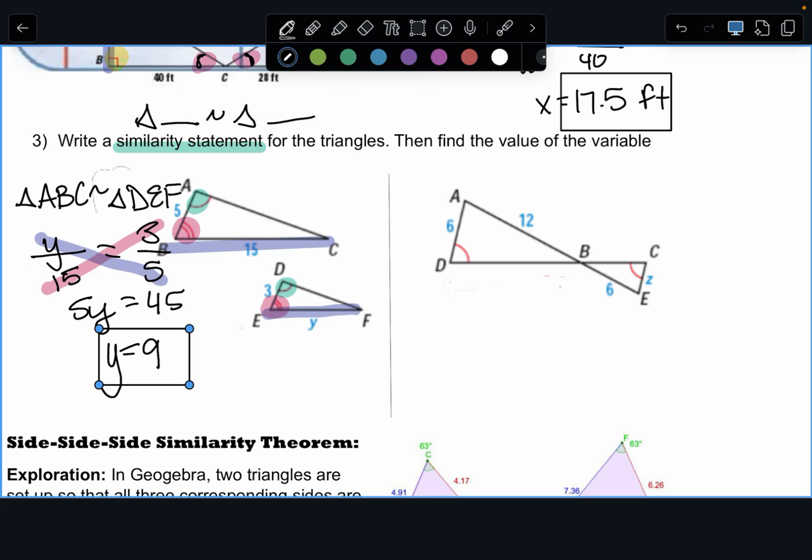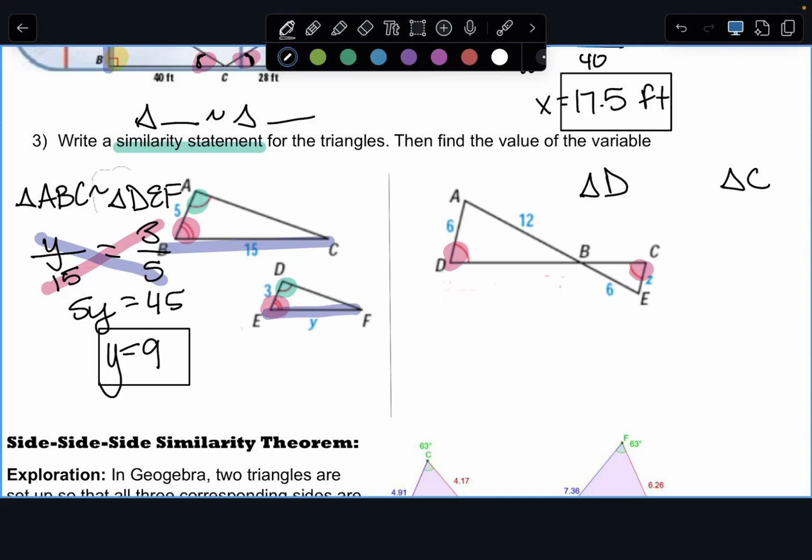Same thing for the next one. Let's first see if we have angle-angle similarity. What's one angle that's congruent in each triangle? D and C. Okay, so that's one step. D is going to go with C. So I can list those two letters first.